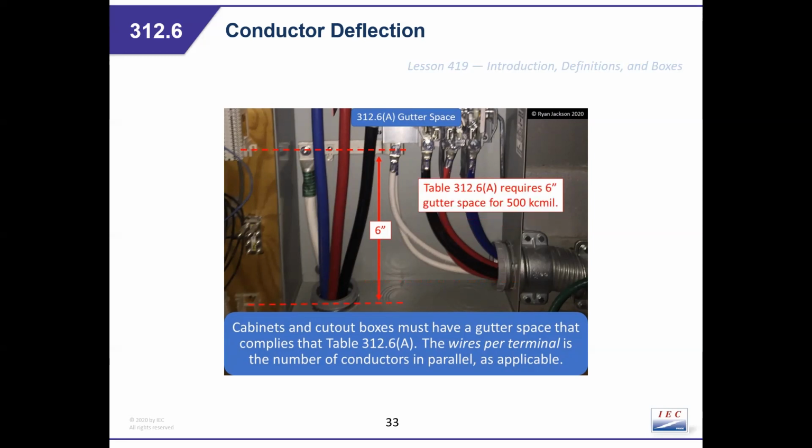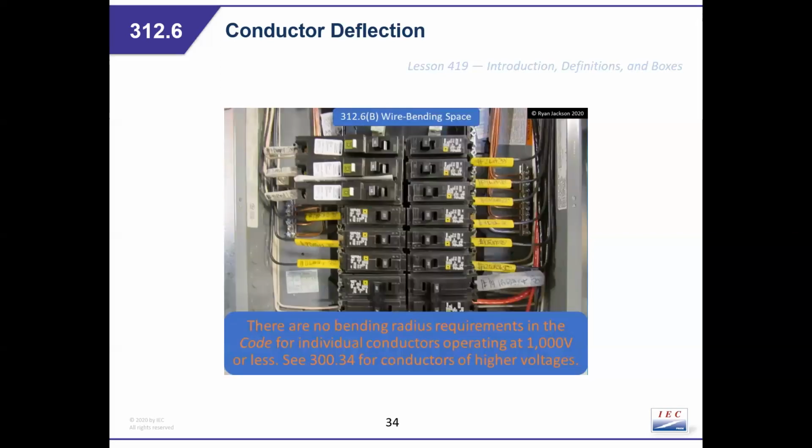Table 312.6a requires 6-inch gutter space for 500 kcmil conductors. The reason they start laying this out is so that you can start getting into your wire bending radiuses and spaces around it. Okay.